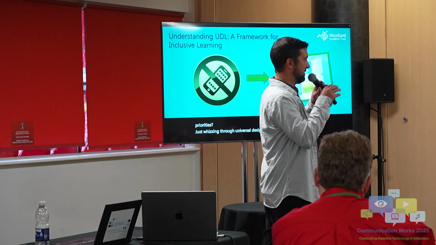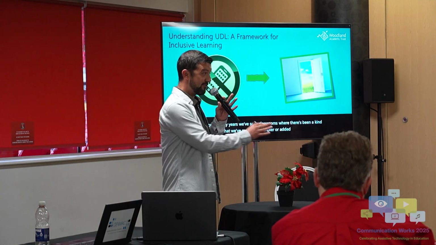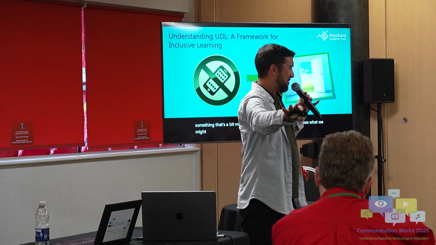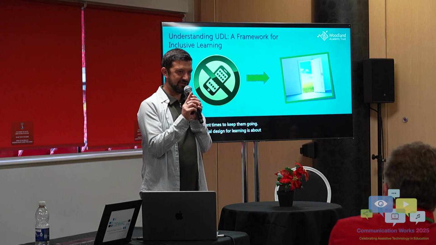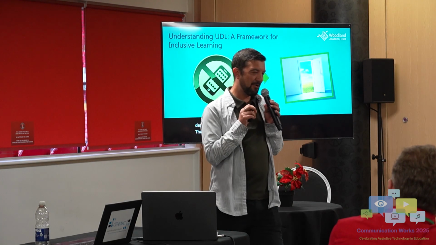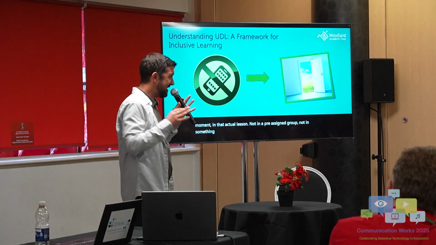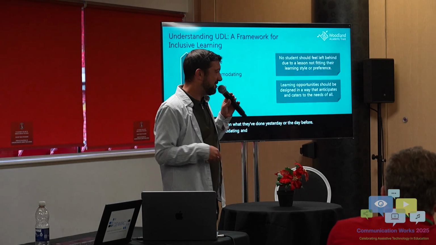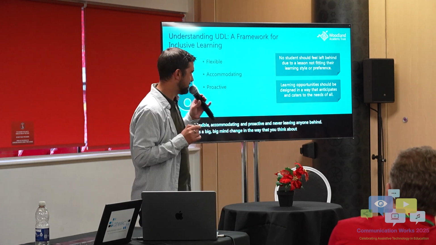For so many years, we've seen classrooms where there's been a kind of general task that we've made a bit simpler or added something on different for this group that we've pre-assigned. Then we've done something that's a bit more challenging to keep those what we might have called higher, or any of those other horrible phrases for different times to keep them going. Universal design for learning is about getting one learning opportunity, designing one task really, really well, that every child can access it at the exact right point for them in that moment, in that actual lesson, not in a pre-assigned group, not in something based on what they've done yesterday or the day before. Flexible, accommodating and proactive, and never leaving anyone behind. It's a big, big mind change in the way that you think about what learning looks like in a classroom.